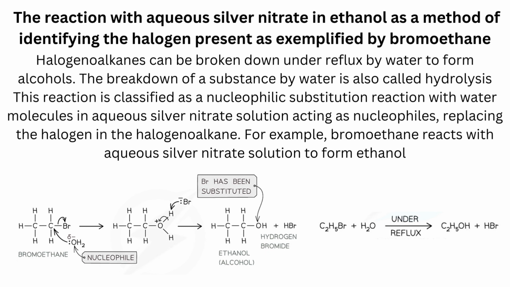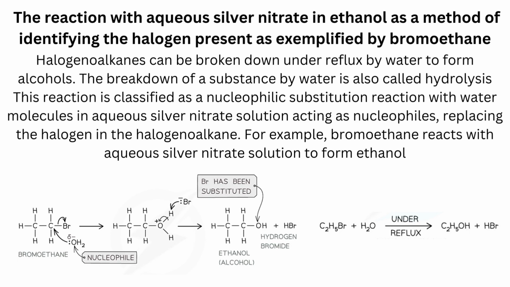The next is the reaction with aqueous silver nitrate in ethanol as a method of identifying the halogen present, as exemplified by bromoethane. Halogenoalkanes can be broken down under reflux by water to form alcohols. The breakdown of a substance by water is also called hydrolysis. This reaction is classified as a nucleophilic substitution reaction, with water molecules in aqueous silver nitrate solution acting as nucleophiles, replacing the halogen in the halogenoalkane.